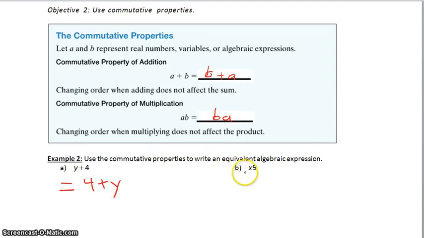Now for B, we typically don't see algebraic expressions written like this, x times 9 or x9. Typically we have the number first and the variable second. Okay, so we want to use the commutative property here. So we would take x9 and rewrite that as 9x.